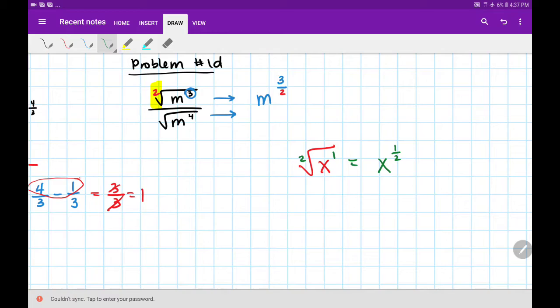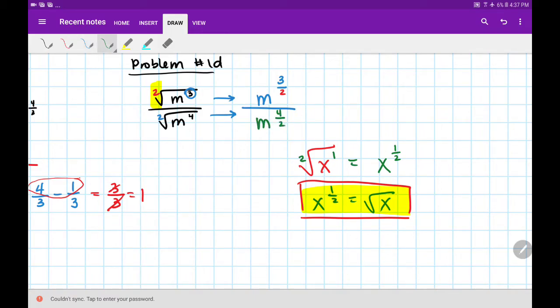This is a super, super famous fraction exponent. So if I were you, I would write it down. X to the 1/2 equals the square root of x, and put a star next to that, put it in a box. You should memorize this. Okay, so coming back, let's fill in our invisible number over here in our denominator. I have m to the 4, and the invisible root is 2, so I'm dealing with m to the 4 over 2.